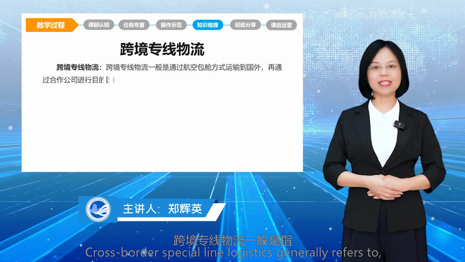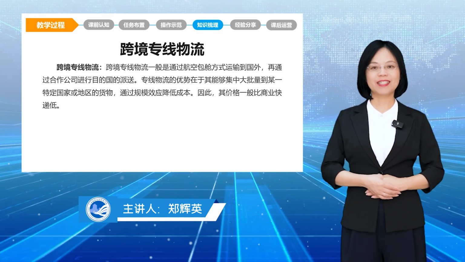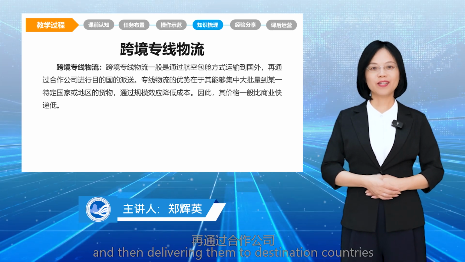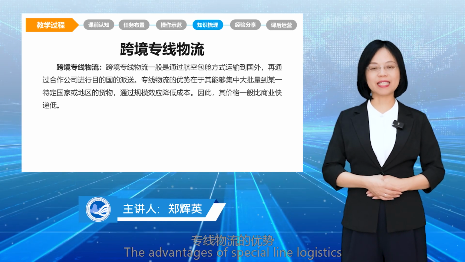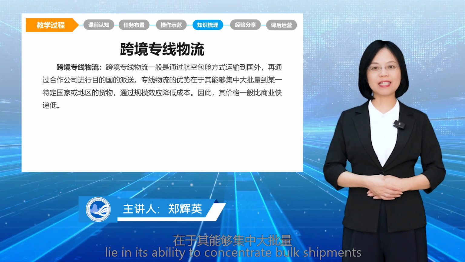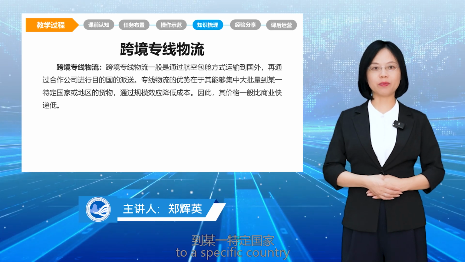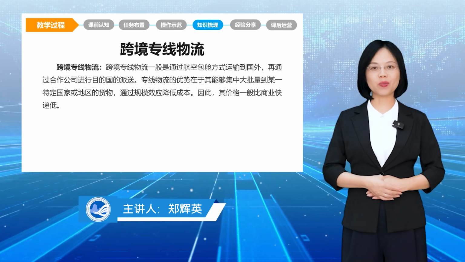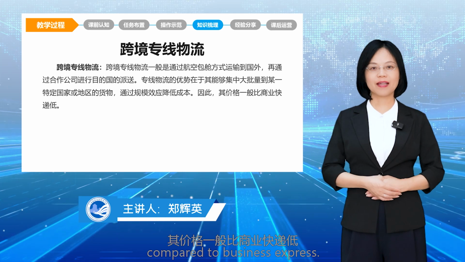Cross-border special line logistics generally refers to, through air parcel post, transporting goods to foreign countries and then delivering them to destination countries by partner companies. The advantages of special line logistics lie in its ability to concentrate bulk shipments to a specific country or a region, reducing costs through scale effect. Therefore, its prices are generally lower compared to Business Express.